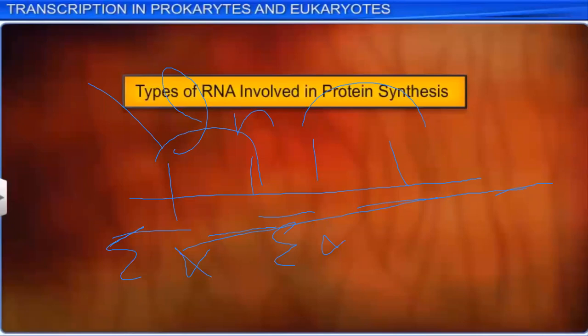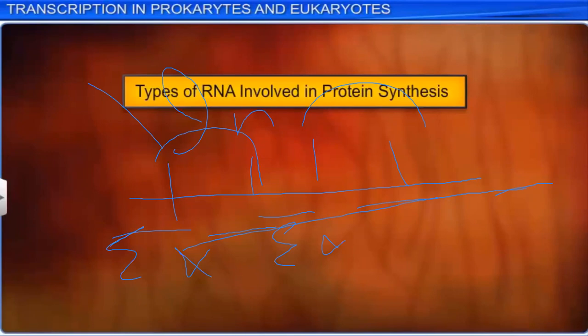These things you will find in eukaryotes. These three steps are extra: capping, splicing, and tailing. These three processes are the extra ones which we find only in eukaryotes. About splicing only we have learned till now. About capping and tailing we'll be learning ahead.